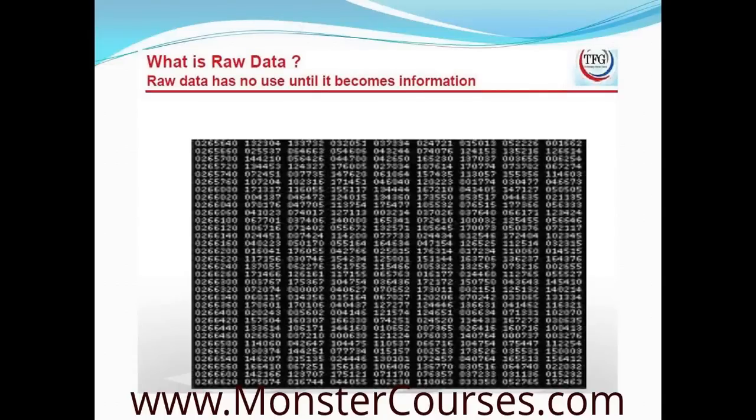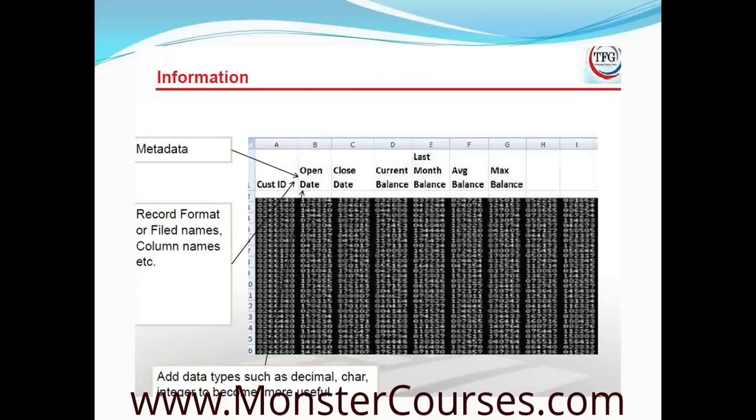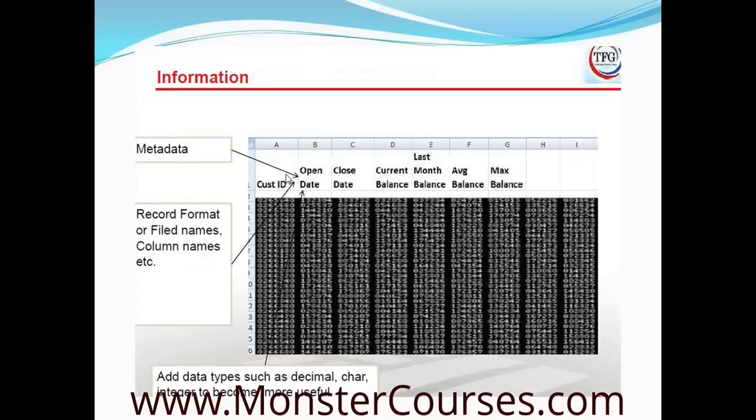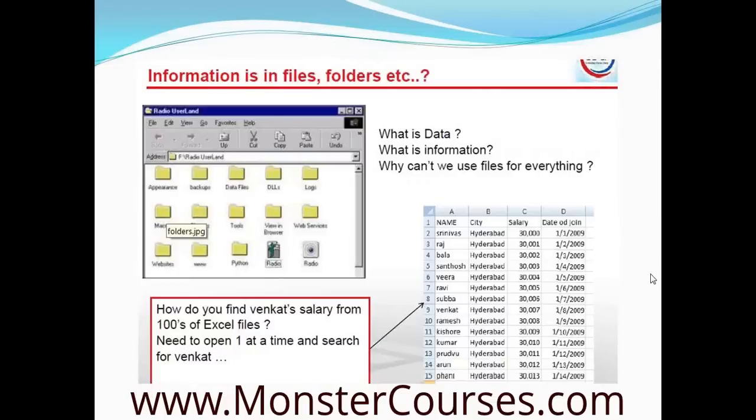This is the normal data that we will be seeing in files. By seeing this, we cannot understand what this data is. What we need to do is change it into information. We can do that by giving the column names, and it becomes information. We call this metadata. Customer ID is metadata, and by seeing it we can analyze that this column is customer ID and this is the date column. All these things give us information from the data.